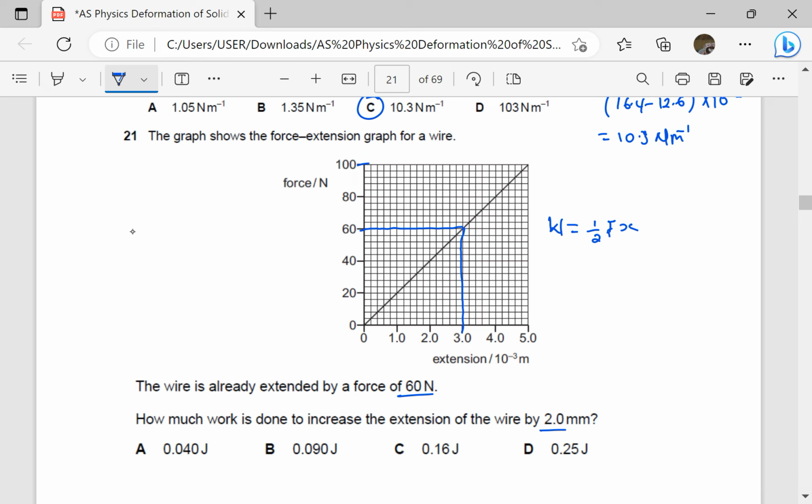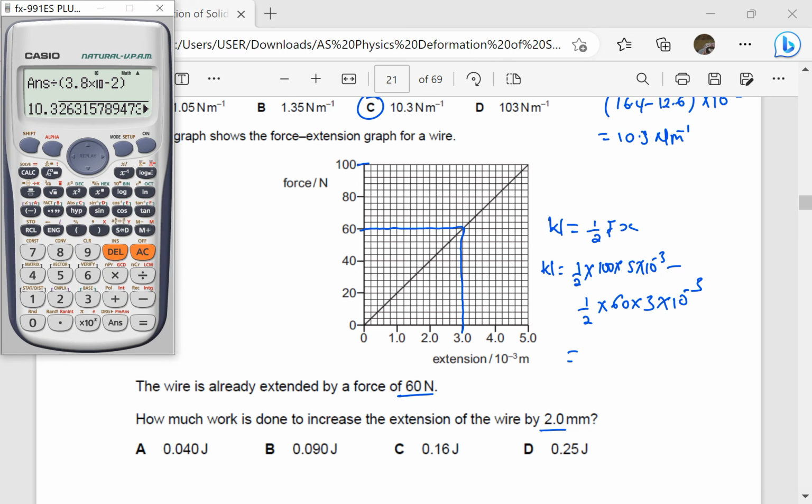So how much work is done to increase the extension? The work done here is going to be, we shall start with a half times the load of 100 times the extension, which will be 5 times 10 power negative 3, minus a half times 60 times 3 times 10 power negative 3. So we shall find the difference here.